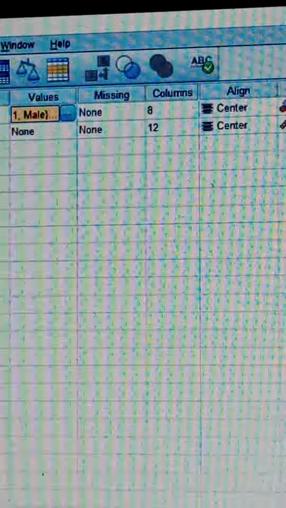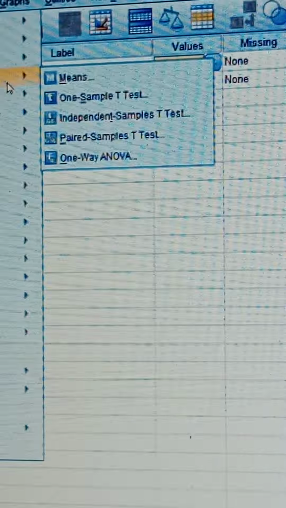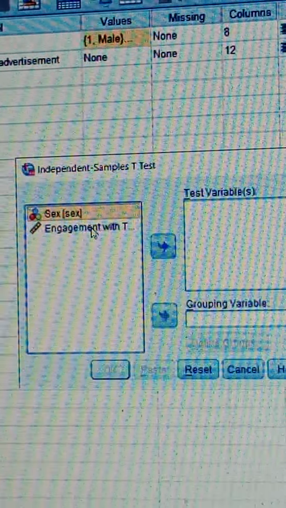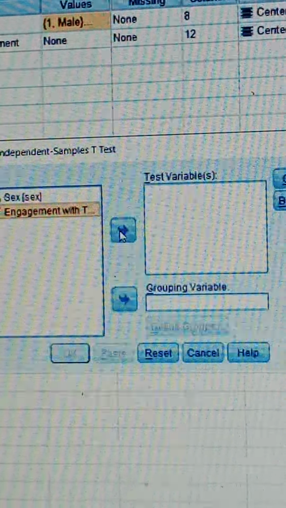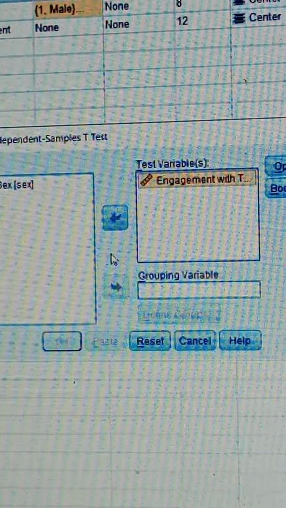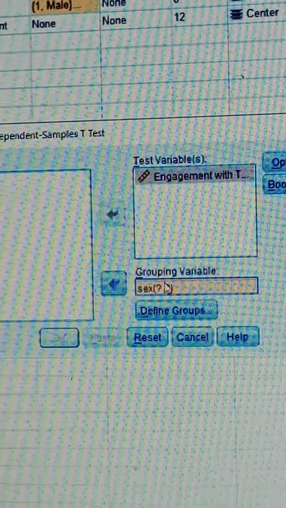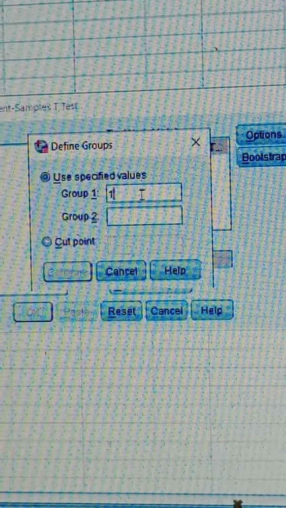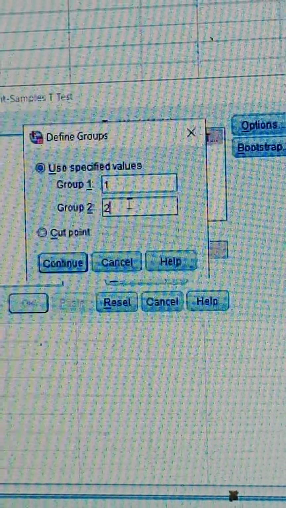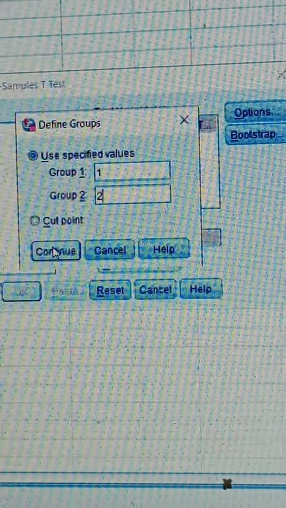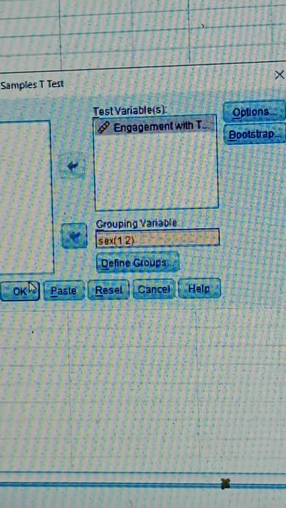So doing that again: analyze, compare means, then click on the independent samples t-test. And then we want to know if there's a significant difference of engagement, so we put that here in this variable. And then they are based on two groups, females and males. What are those symbols that we assign? Group one is just one, and two is two. One for male, two for females. So continue. And then we click OK.